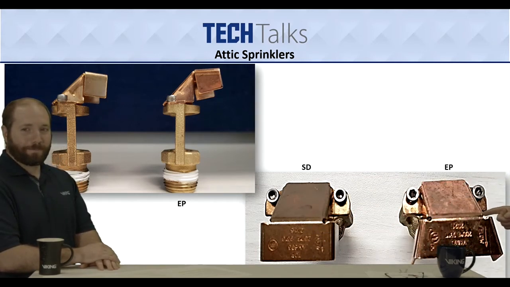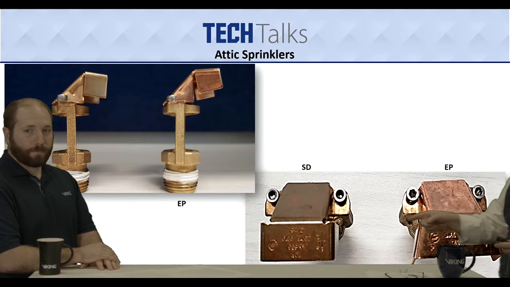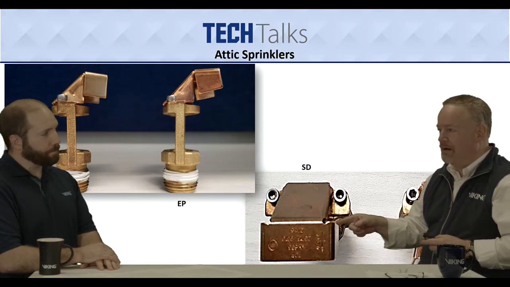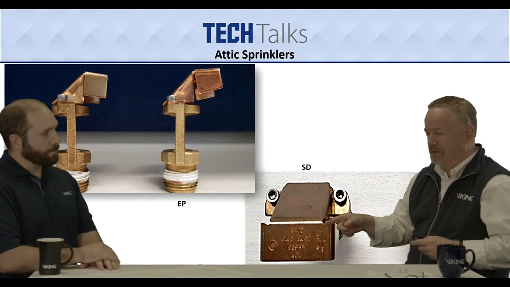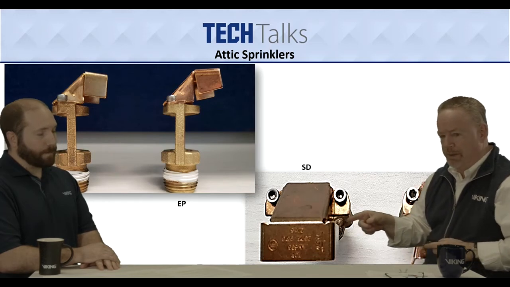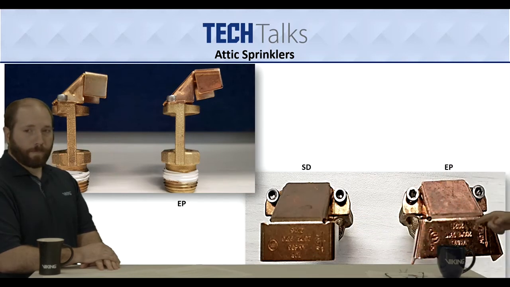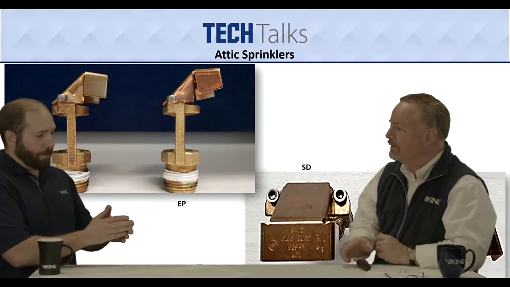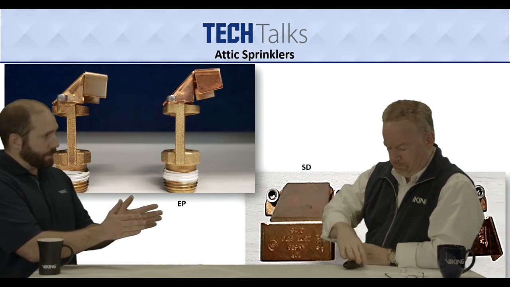Talk about that flared angle right there, because that's also different. They're different from the single directional, which has a real square deflector when it comes to developing its spray pattern. But we go over here to the EP and it's kind of flared out. What's the reason for that? That way it can throw that distance and be able to cover that eaves.